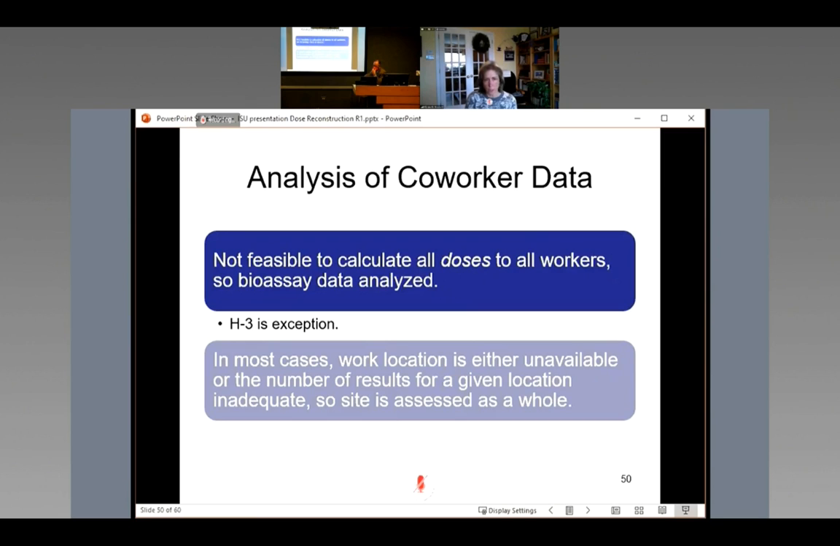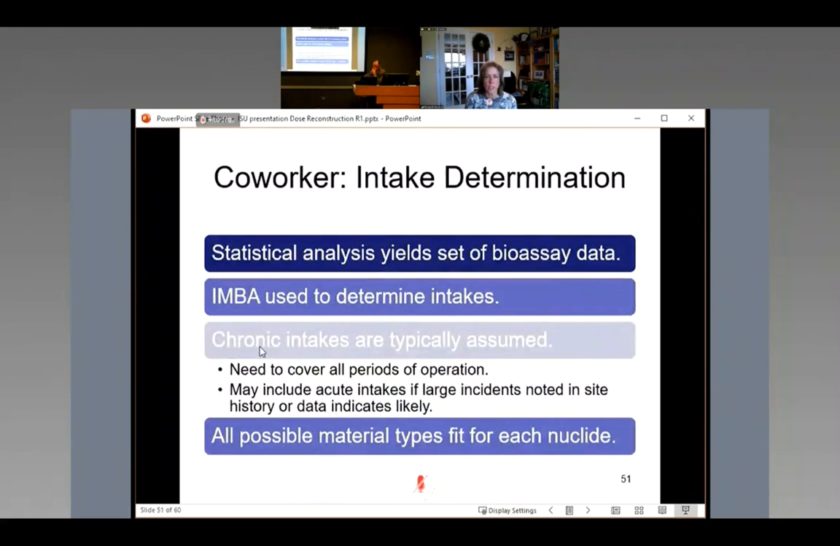So we assess the site as a whole. We do a statistical analysis of the set of bioassay data. So typically this consists of taking all of the data for a year, doing a time-weighted averaging of the bioassay results, doing a statistical analysis and getting a single result for a year. And then we do an intake assessment based on that. So we're kind of boiling down all of the individuals' data into one person. And then we use IMBA to determine the intake rates. Again, this is a chronic intake that's assumed.